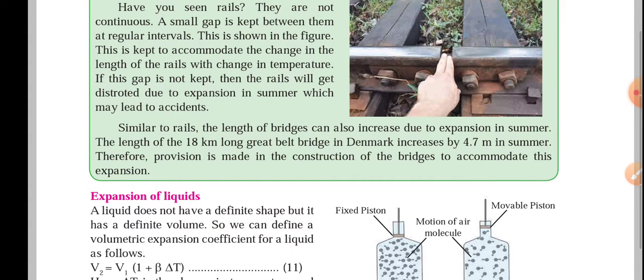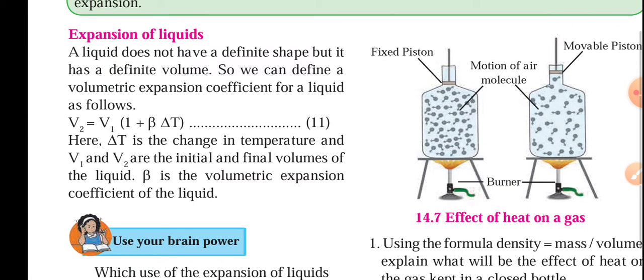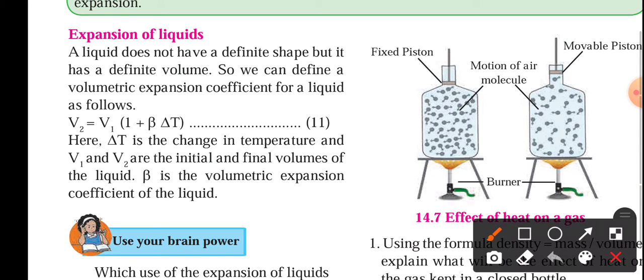The next we have to discuss is the expansion of liquids. Like we discussed in solids, in exactly the same way we have expansion in liquids also. A liquid does not have a definite shape, but it has a definite volume. So when we heat it, the volume of the liquid expands or increases. And exactly the same formula we had in the solid section, we have here also, that is V2 is equal to V1 into (1 plus beta into delta T).